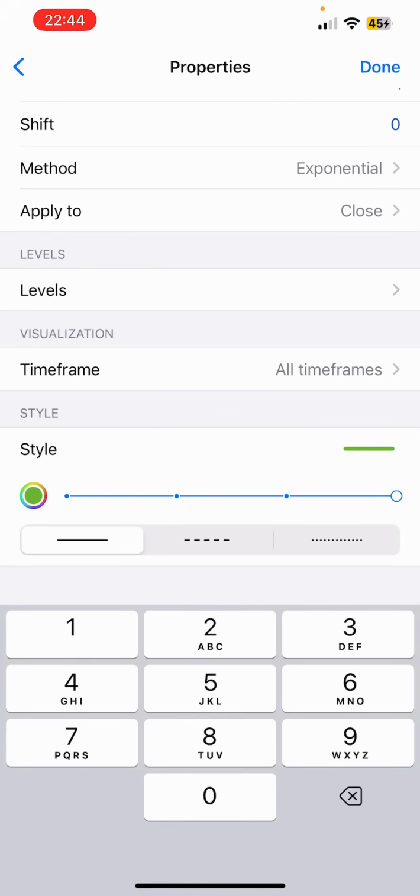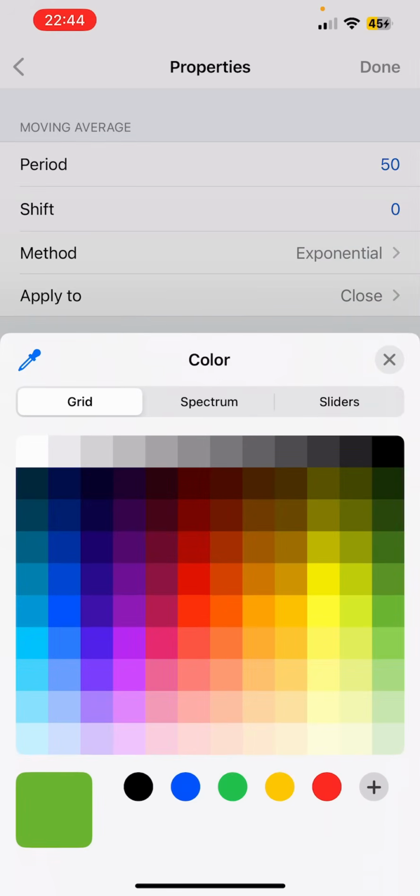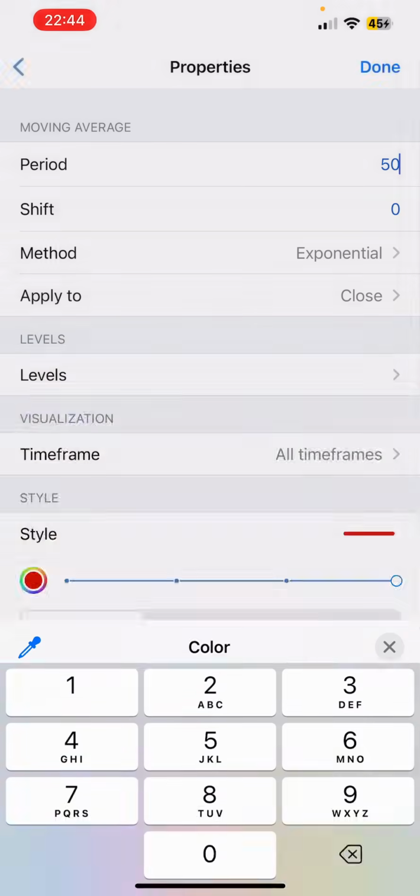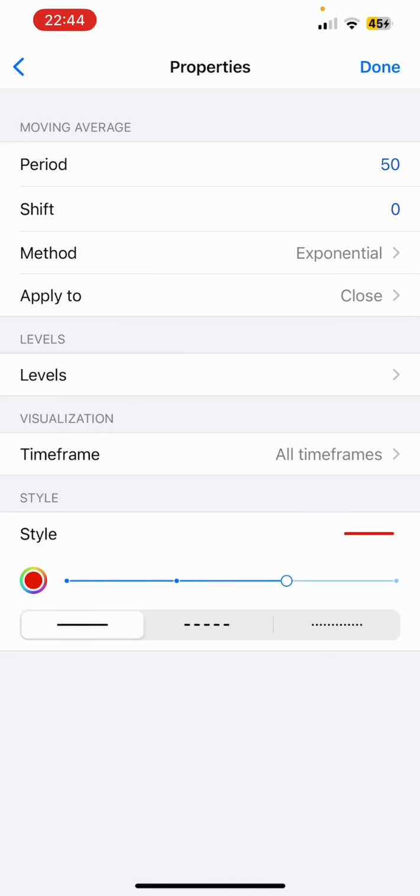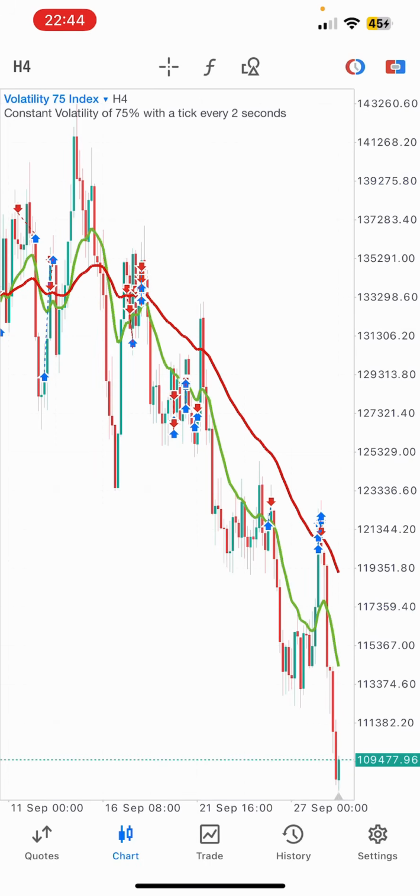Then you come to time frame, it's going to be the same time frame. You change the style now. You are going to change this to red. After I change this to red, if the line is just like this, you increase the thickness. So basically it's 50, 0, exponential, close, all time frame.